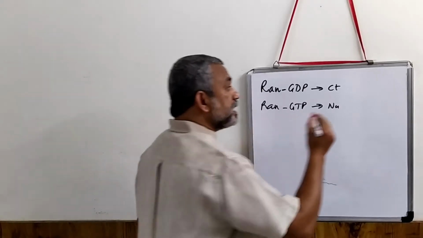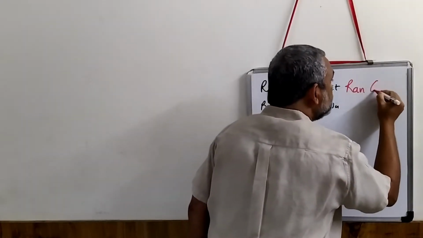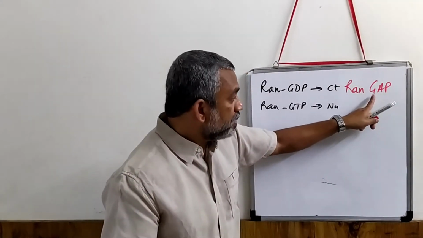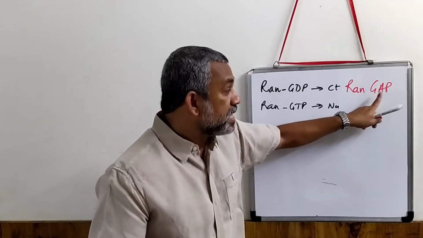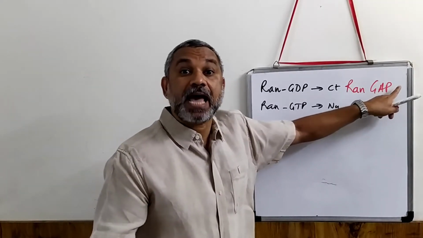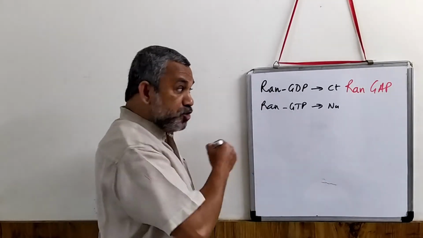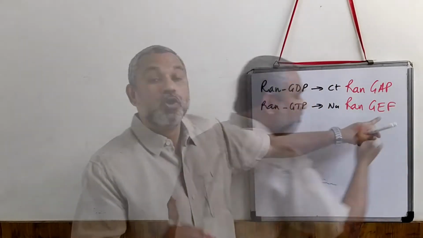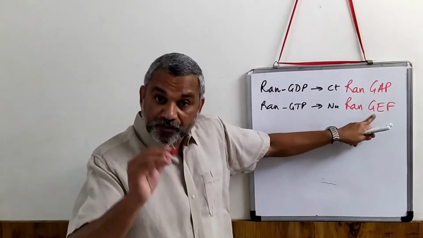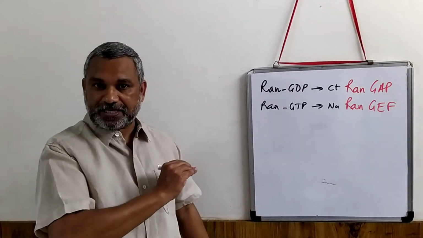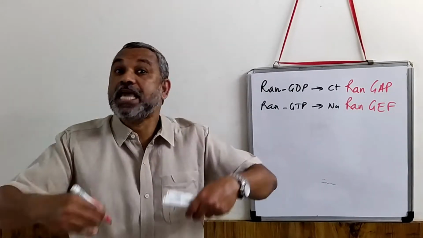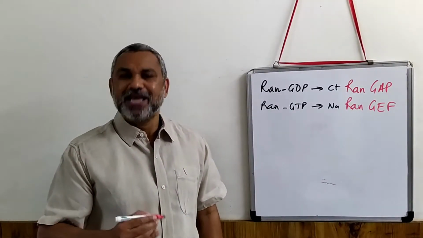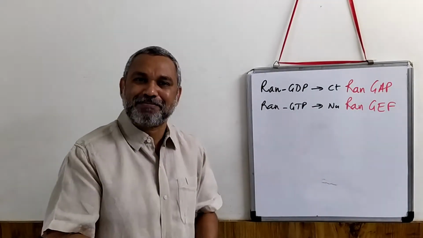In the cytoplasm, there is an enzyme called Ran-GAP. Ran-GAP stands for Ran GTPase activating protein. In the nucleus, there is another enzyme, that is Ran-GEF. The full form of GEF is guanine nucleotide exchange factor, which is able to replace a GDP with a GTP. What really happens is an interesting mechanism.